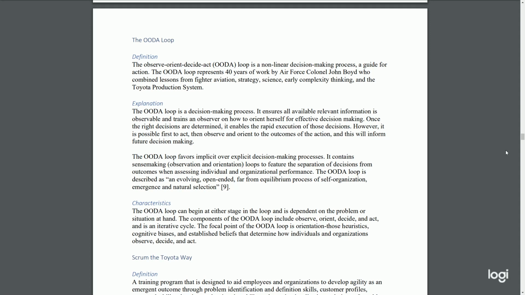The OODA Loop is described as an evolving, open-ended, far from equilibrium process of self-organization, emergence, and natural selection. Characteristics: the OODA Loop can begin at either stage in the loop and is dependent on the problem or situation at hand. The components of the OODA Loop include observe, orient, decide, and act, and it is an iterative cycle. The focal point of the OODA Loop is orientation, those heuristics, cognitive biases, and established beliefs that determine how individuals and organizations observe, decide, and act.